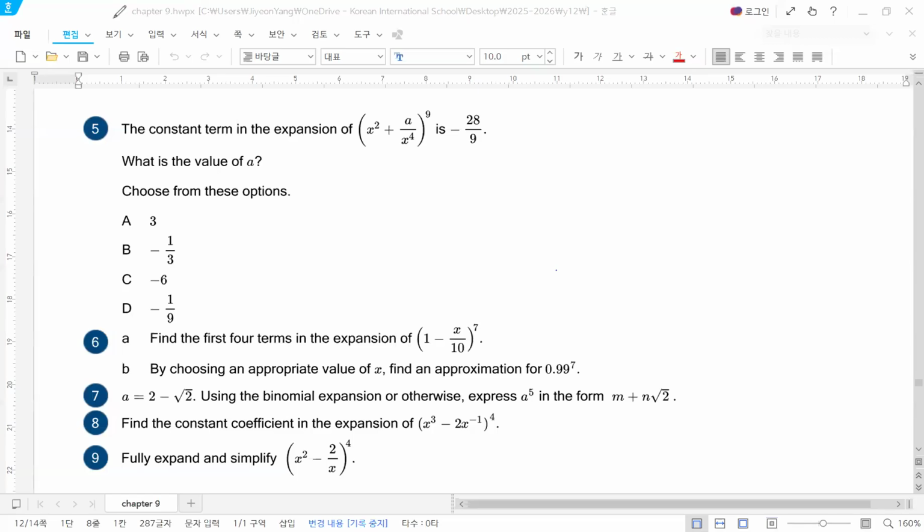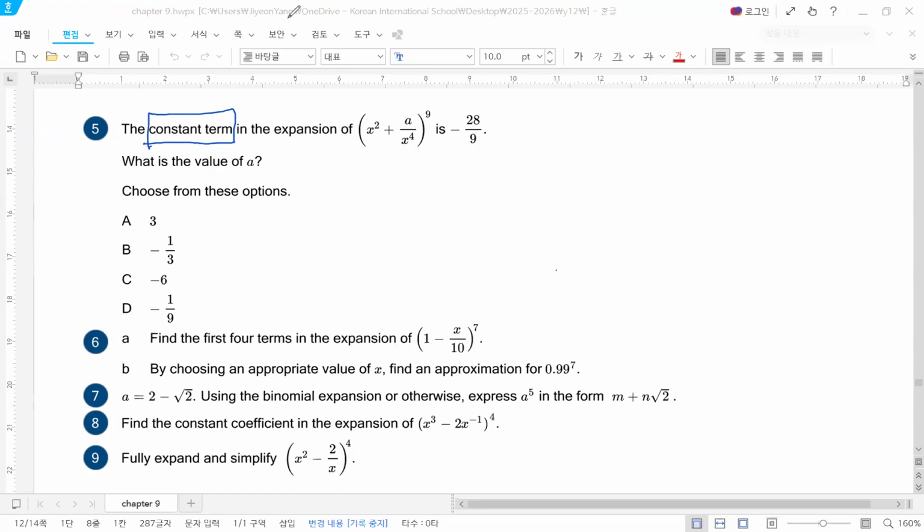Now we are going to move to question number 5. The constant term in the expression of (x squared plus a over x to the power of 4) to the power of 9 is given as negative 28 divided by 9. So what does constant term mean?